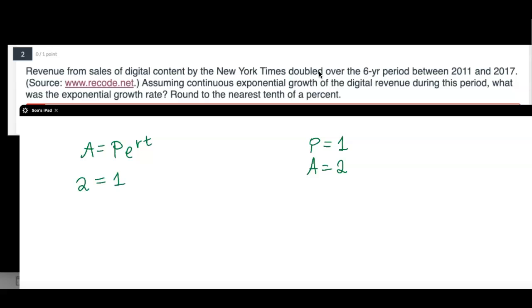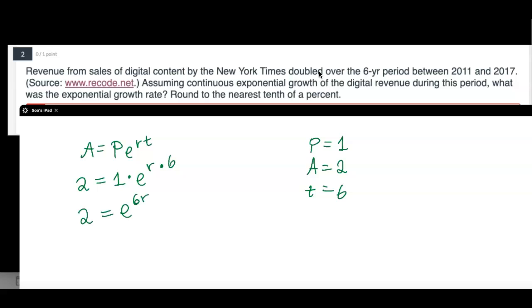It doesn't matter if you use 10 and 20, or 100 and 200, because you'll see in just a second. E is raised to the rate, which we don't know. We were trying to find the rate here. R times T, where the period is 6 years, so 6. So let me rewrite this: 2 equals 1 times e to the 6r. We divide both sides by 1 to get rid of that 1, which gives 2 equals e raised to the 6r power.